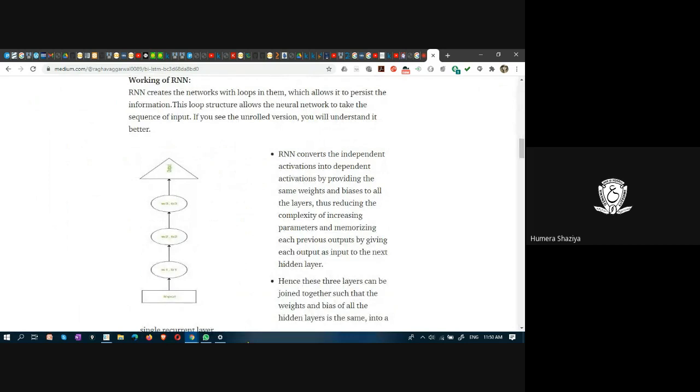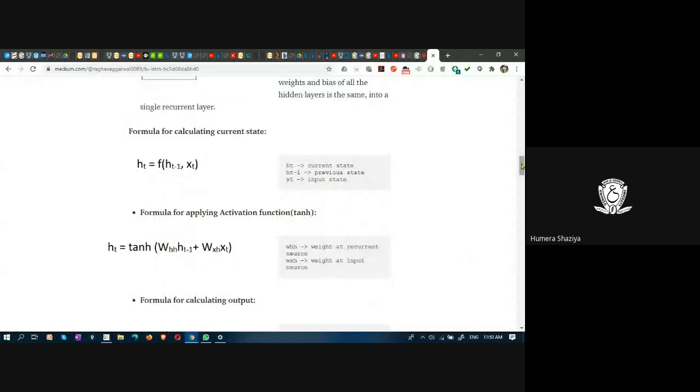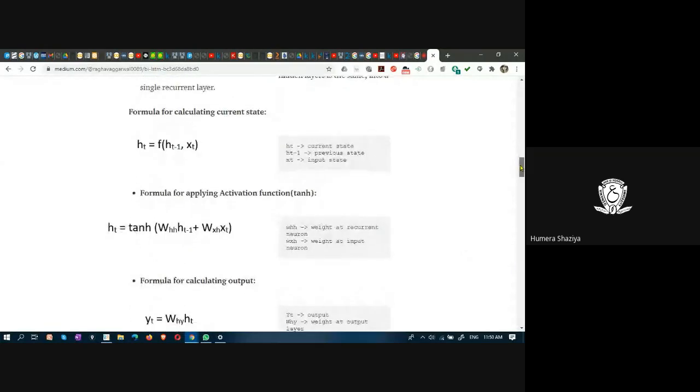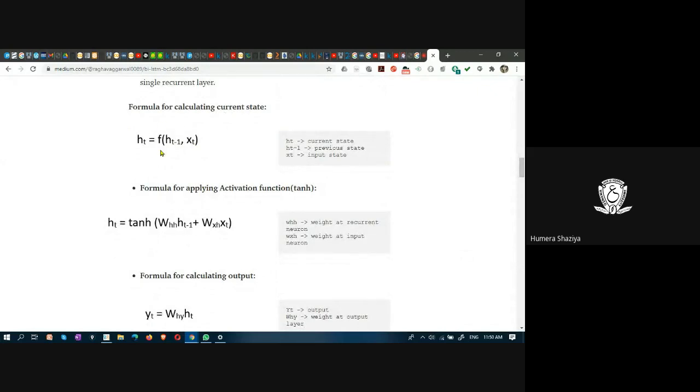This is RNN working, input and then output. How is the current state calculated? From the current input and the previous node's output. This is the previous state, ht minus 1 is the previous state, xt is the input, and ht is the current state. So the current state can be found from this. In RNN, it is quite simple, with the tanh formula, weights and that.